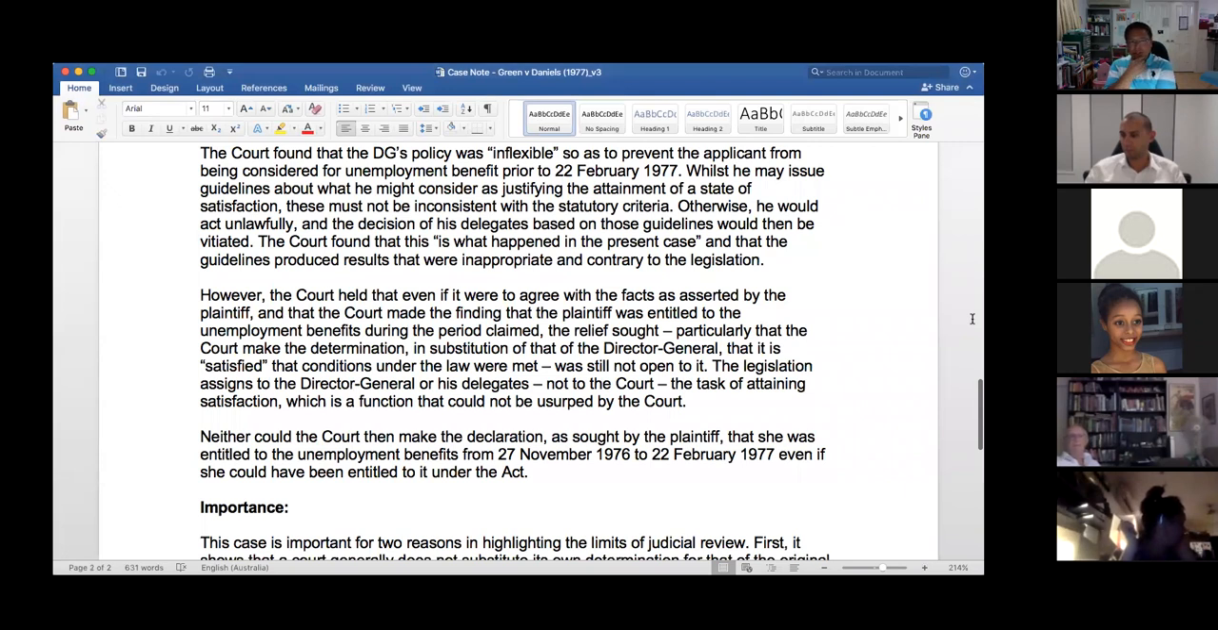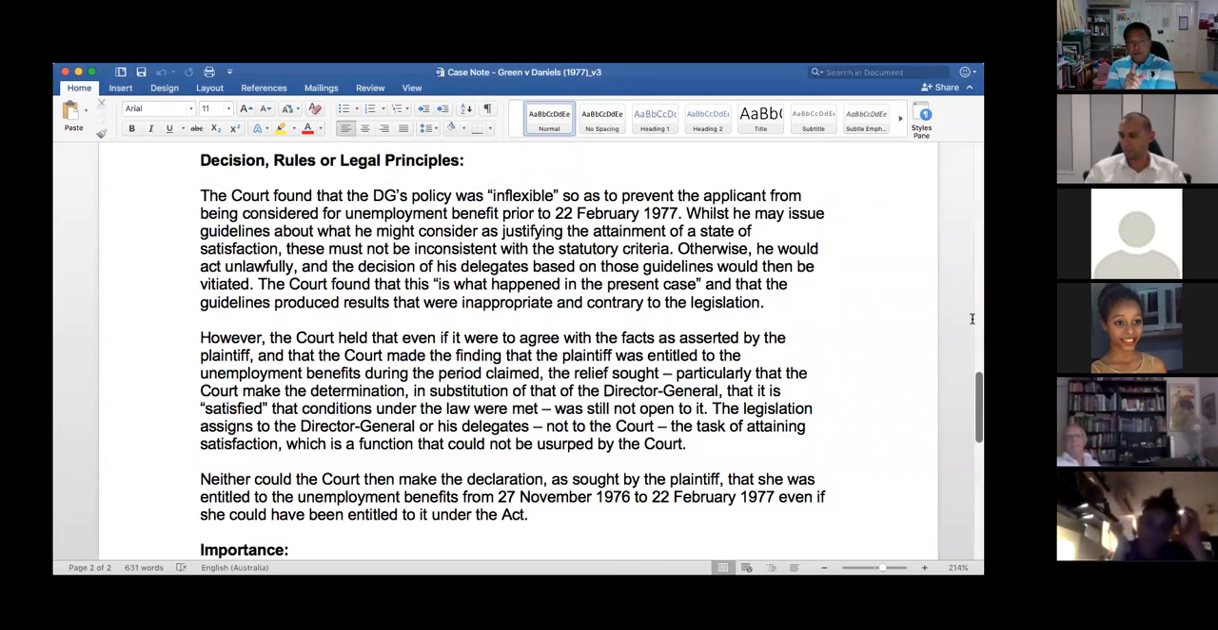in terms of the decision rules or legal principles, the finding of the court was that the Director General's policy was inflexible. And while he may issue guidelines about what he might consider as justifying the attainment of a state of satisfaction, these must not be inconsistent with the statutory criteria. Otherwise, and this is the principle here, he would act unlawfully, and the decision of delegates based on those guidelines would then be vitiated. That is the legal principle there. So if a decision maker issues guidelines or regulations that contradict a primary legislation, that regulation, to the extent of the inconsistency, would be unlawful. Decisions that emanate from that unlawful regulation would then be unlawful as well.